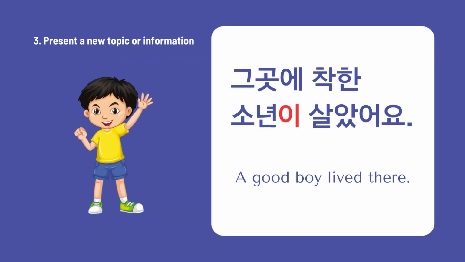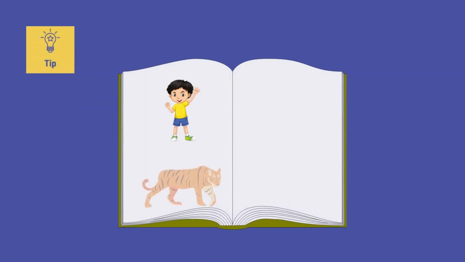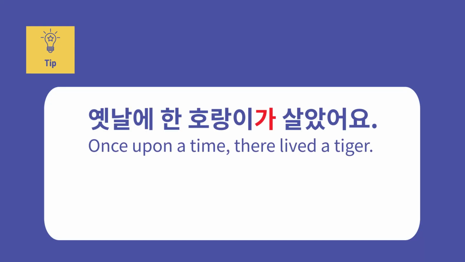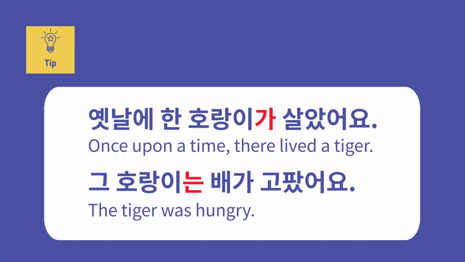그곳에 착한 소년이 살았어요. Same as the previous example, the subject marker 이 is used to present a new topic, which is a boy. So, in Korean storytelling, it is common to use the subject markers 이 or 가 when introducing a character at the beginning of the story. But when referring back to that character later on in the story, the topic markers 은, 는 are used to indicate the topic. For example, 옛날에 한 호랑이가 살았어요.